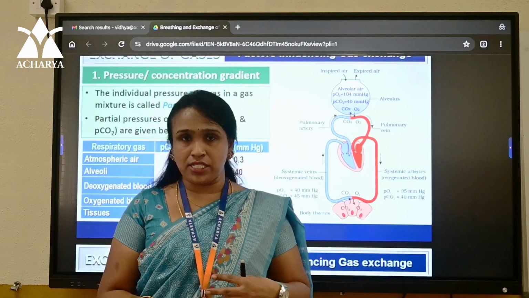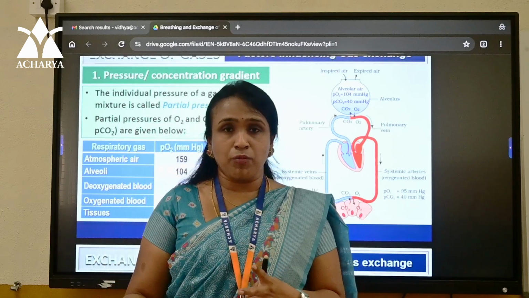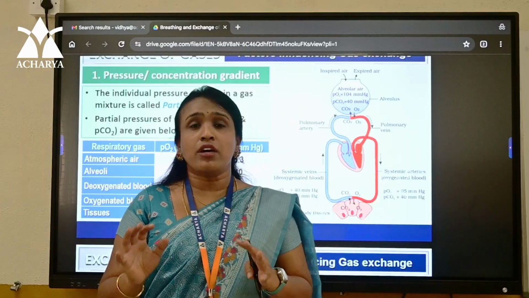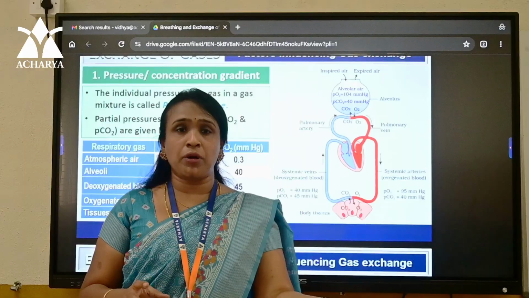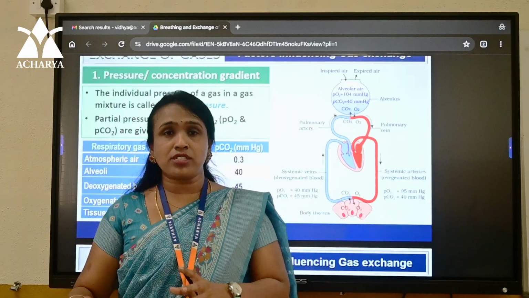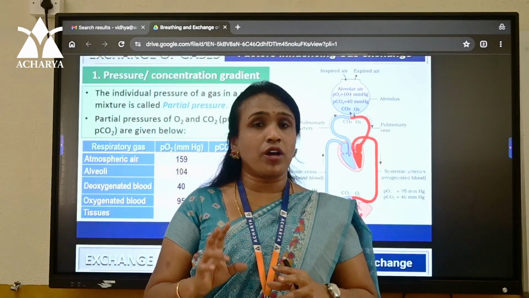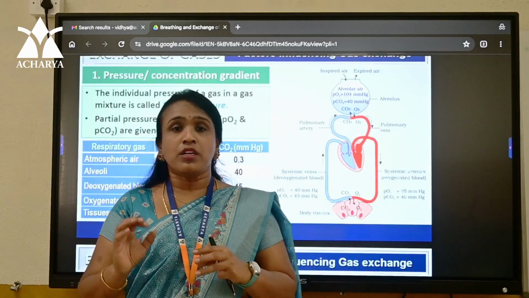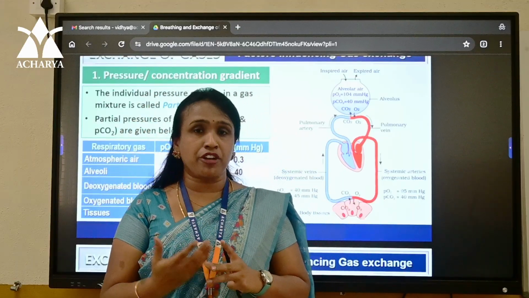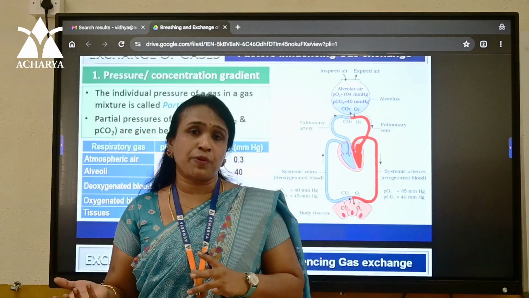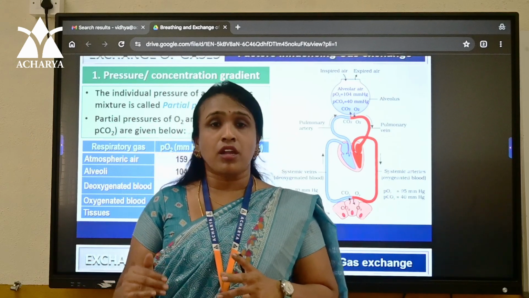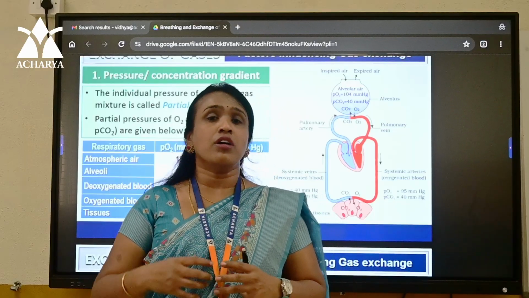Now after the exchange has taken place, the deoxygenated blood has lost all its carbon dioxide, right? So we call it oxygenated blood now. It has given up carbon dioxide and taken in the oxygen. Now this oxygenated blood reaches the left atrium through a vein called the pulmonary vein. From the left atrium, blood goes to the left ventricle through the valve which has only two cusps, the bicuspid valve. From there, oxygenated blood is pumped out through the aorta.